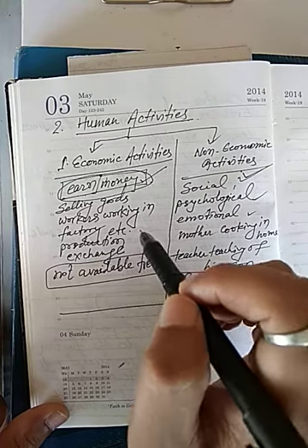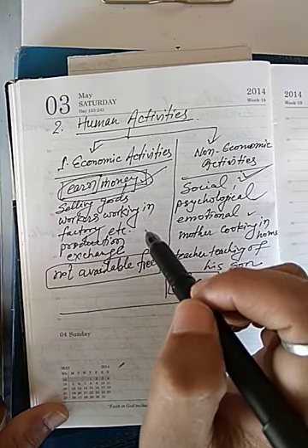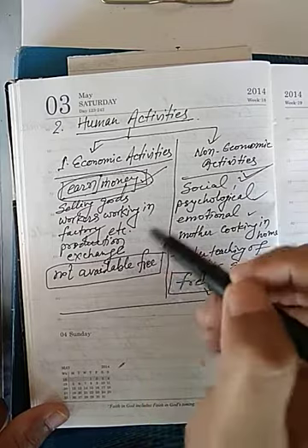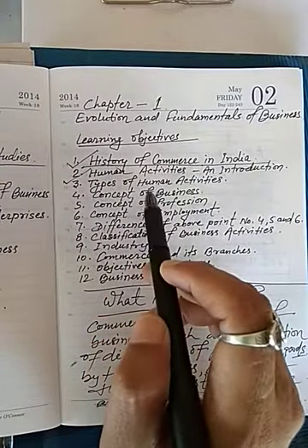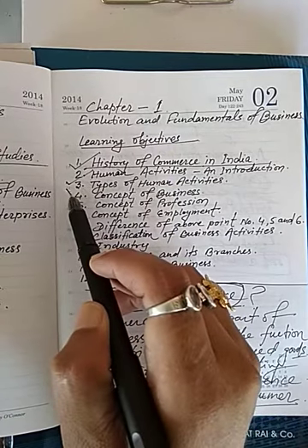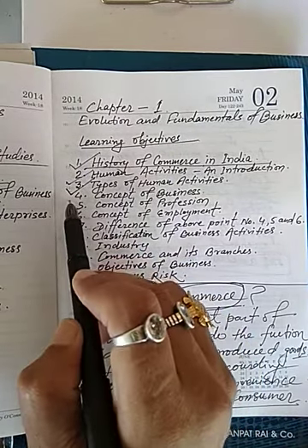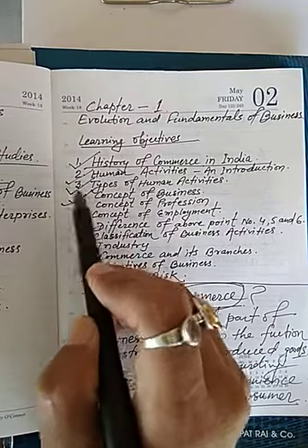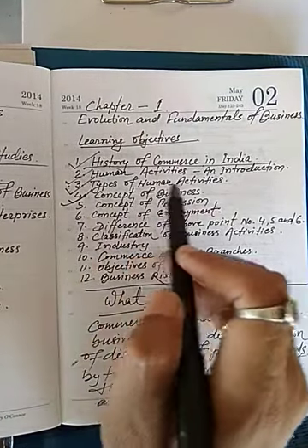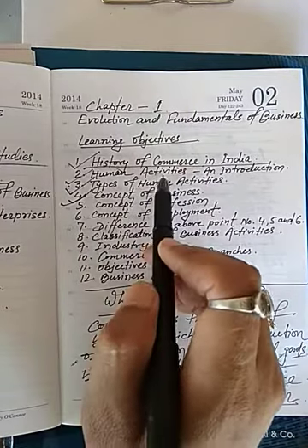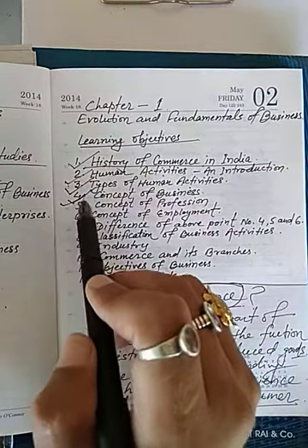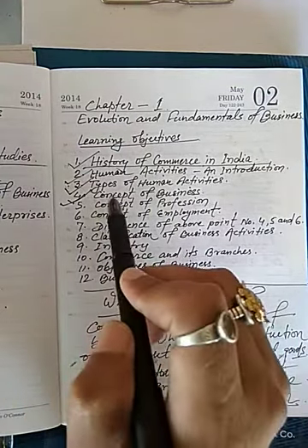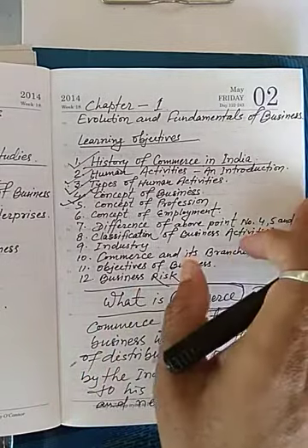And now I will meet you in the next video with the third point, which will be types of human activity. Then the fourth point will be concept of business. So in the next lecture we will meet with concept of business.